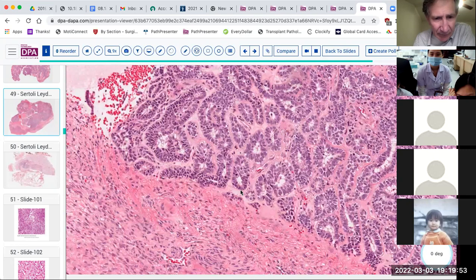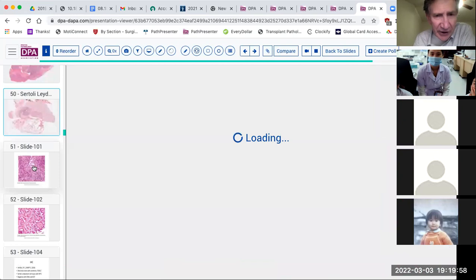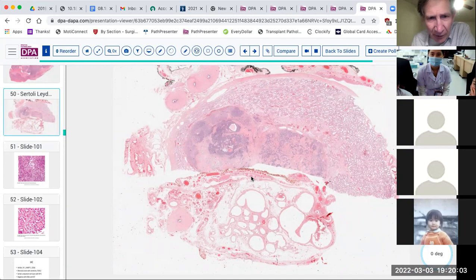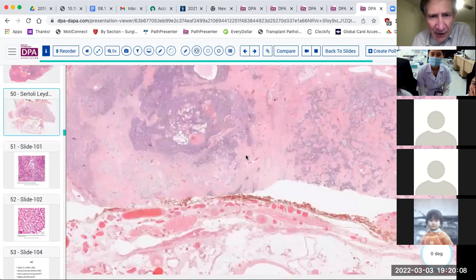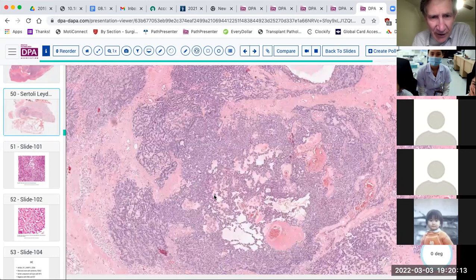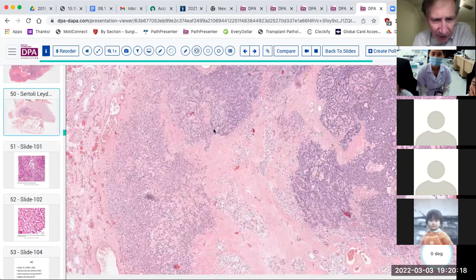So I'm going to leave this one and go to one more digital slide example. And I believe this one actually may be from the testis. I thought I had a case with heterologous elements, but I don't think I do.